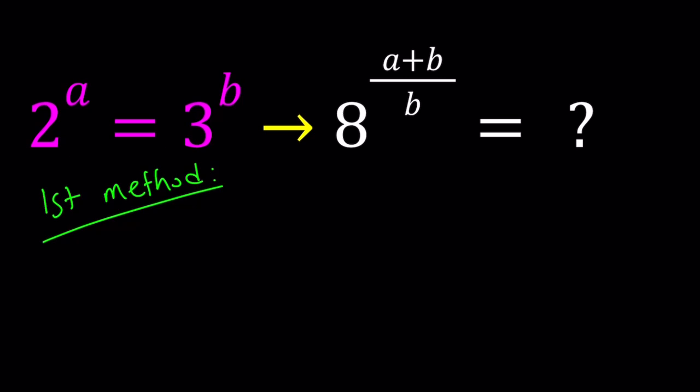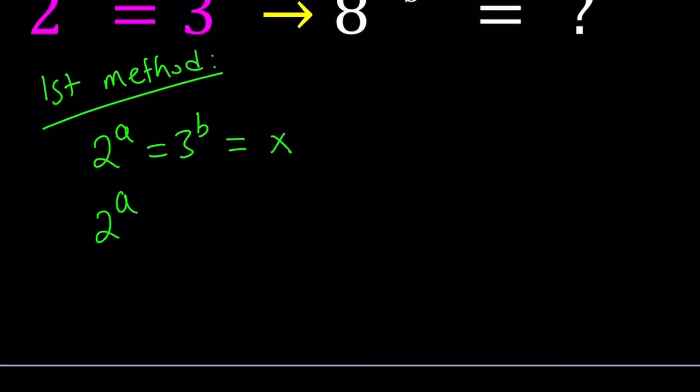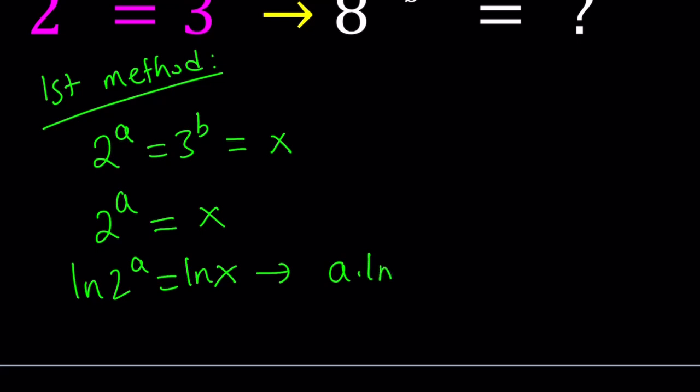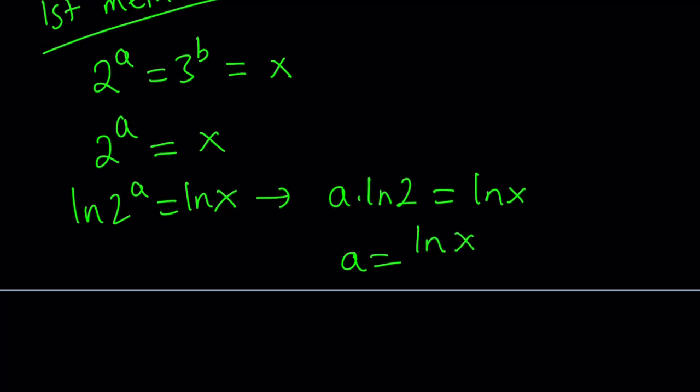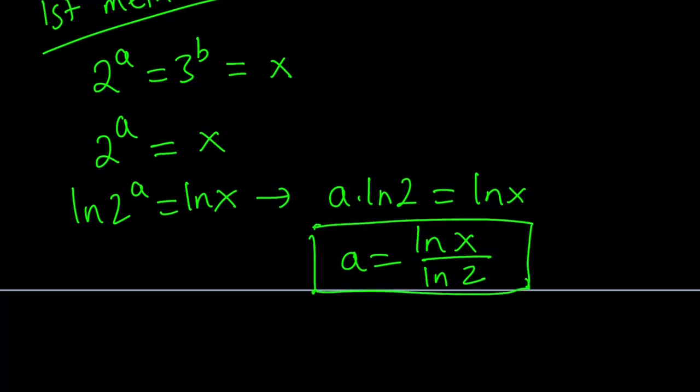For my first method, I'm going to set both of these equal to x. Any variable is fine. Take a look at each one. 2 to the power a equals x. Let's ln both sides. Ln is, by the way, the natural logarithm. So ln 2 to the power a equals ln x, which implies a times ln 2 equals ln x. Finally, we can write a as ln x over ln 2. You could also take the logarithm of both sides with base 2 and then use the change of base formula. You'll get the same thing.